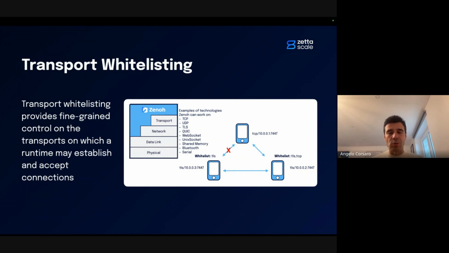So it allows you to have control over the set of transports that can be used to establish and to accept sessions by the Zenoh runtime.